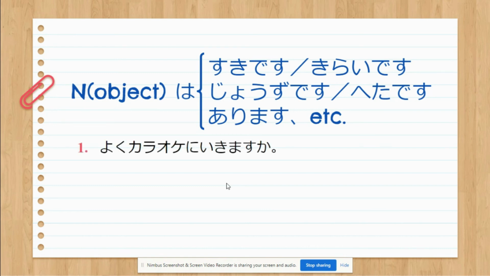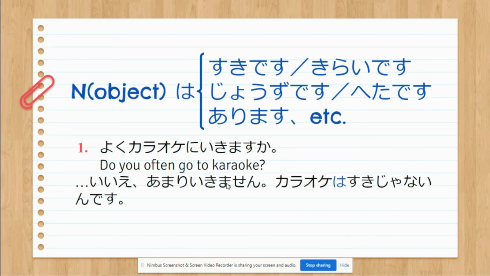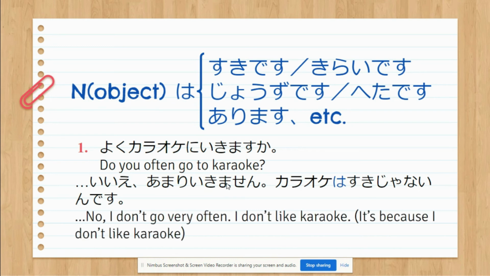For example, yoku karaoke ni ikimasu ka? Do you often go to karaoke? Iie, amari ikimasen. Karaoke wa suki janai desu. No, I don't go very often. I don't like karaoke. Or it's because I don't like karaoke. So from particle ga, you change it into wa.